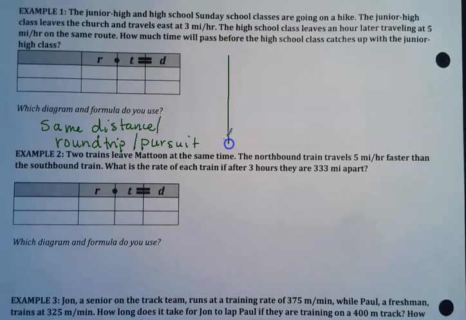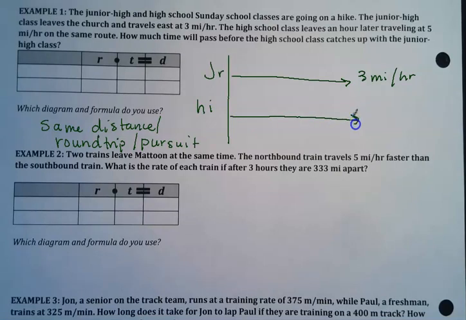Okay, so we've got our starting place, right? We're leaving to go on the hike. They leave the church. Okay, this is the junior high class. They leave the church. They travel east at 3 miles per hour. So we can write that in on there, 3 miles per hour. Then the high school class leaves an hour later. Okay, so I'll just put HI for high school. They leave traveling the same thing.